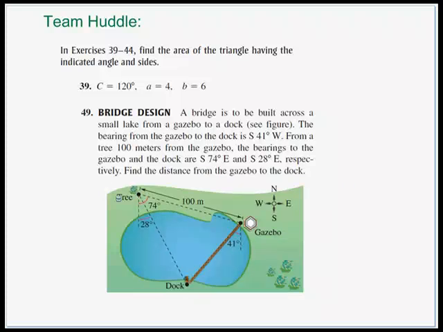We want to find the distance from the gazebo to the dock. We're trying to find this bridge. And you can redraw this, label it ABC however you want, but we want this length. This is a tricky one. The key here is to look for parallel lines crossed by a transversal. That might help a little bit. So pause the video, try those out, and see if you get the right answers.